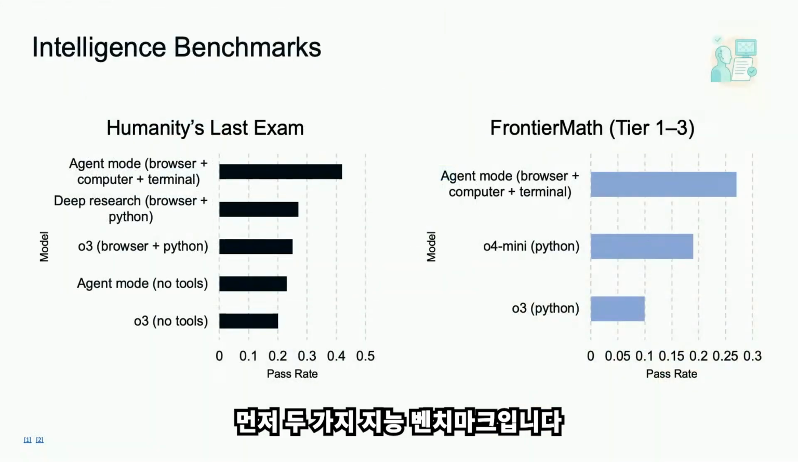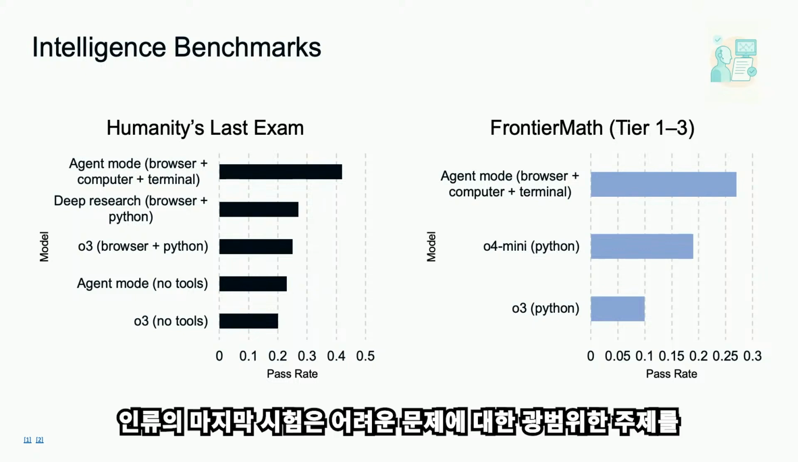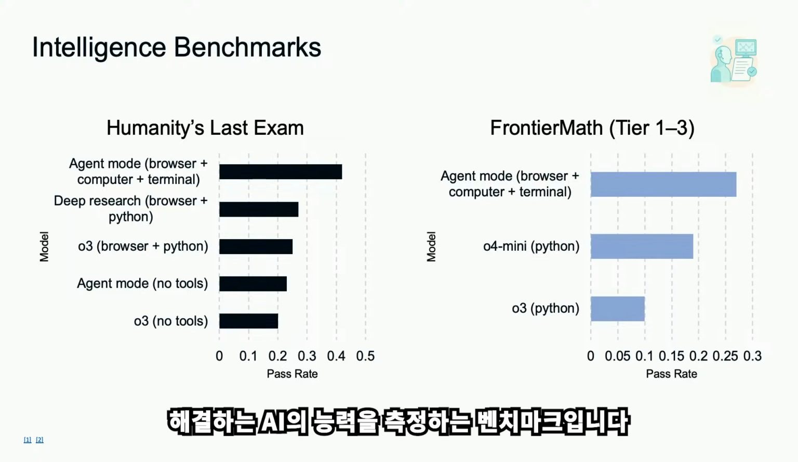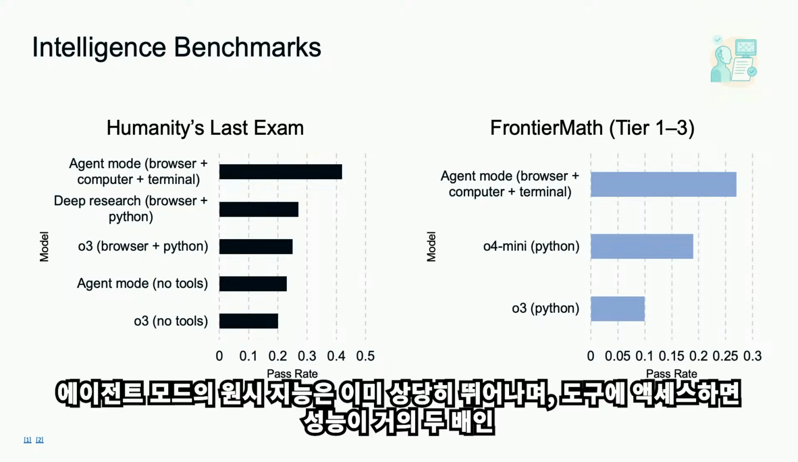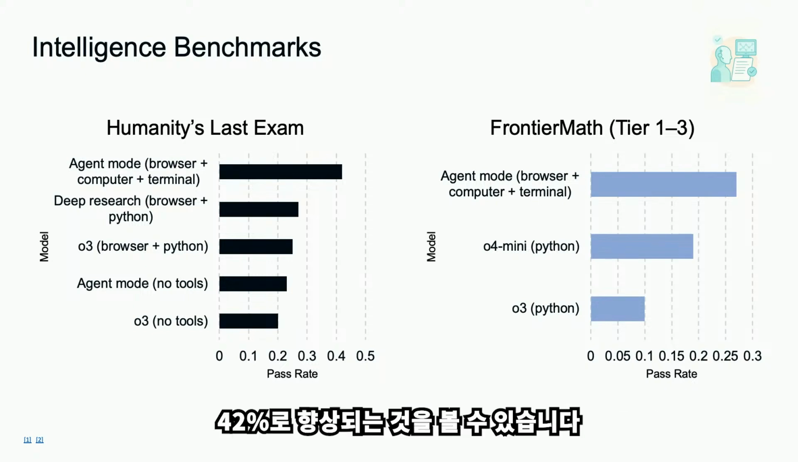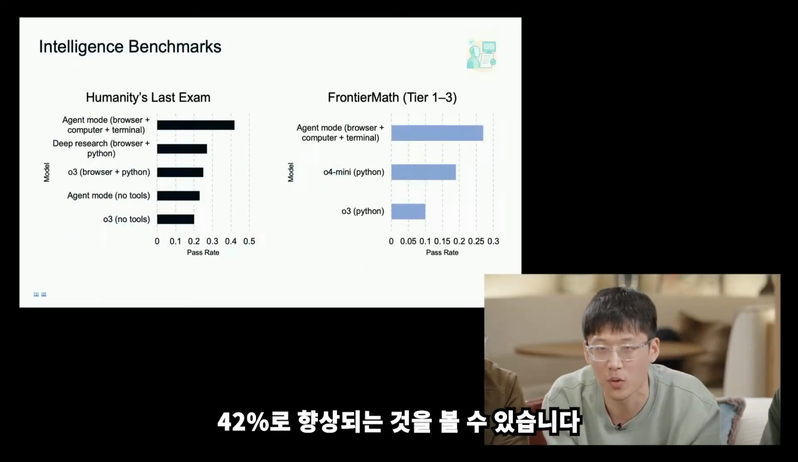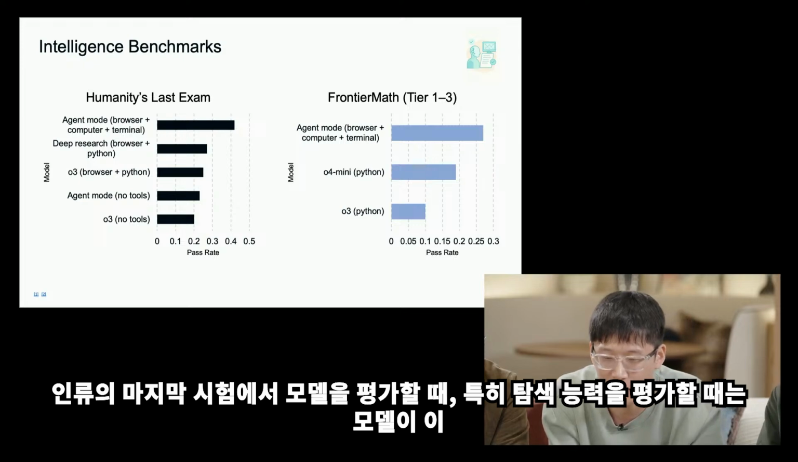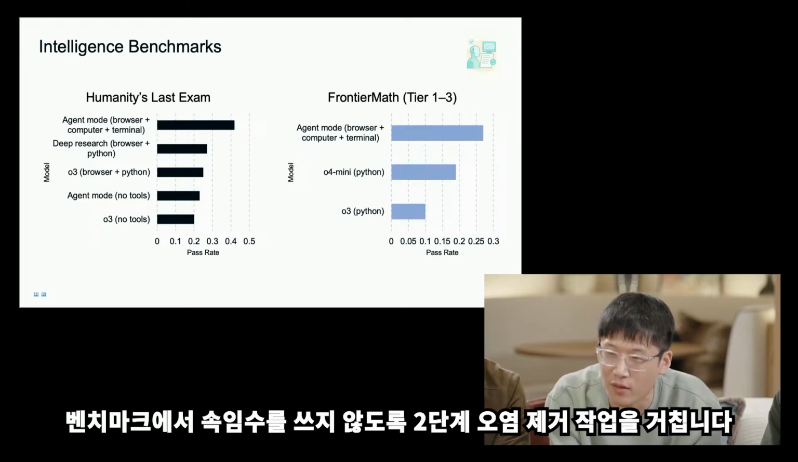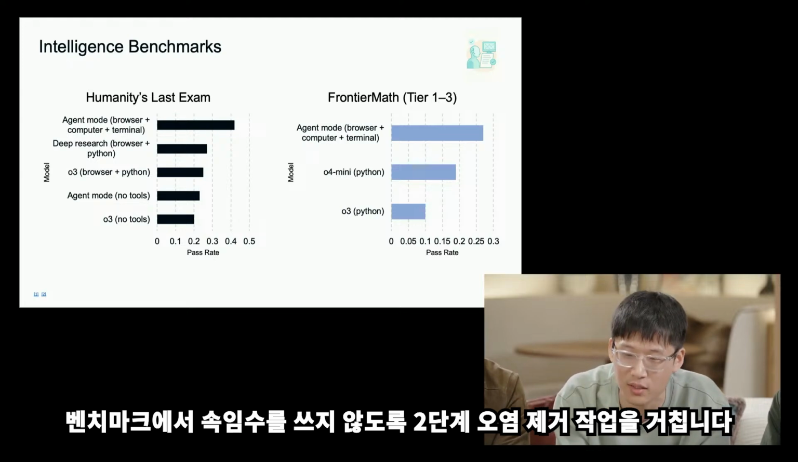First are two intelligence benchmarks. Humanity's Last Exam is a benchmark that measures AI's ability to solve hard problems across a broad range of subjects. We evaluate the models with two settings, with and without tool use. We can see that for the agent mode, the raw intelligence is already pretty nice, and with access to all tools, it nearly doubles the performance to 42%. When evaluating models on Humanity's Last Exam, especially with the browsing ability, we have a two-layer decontamination that ensures that the model doesn't cheat on this benchmark.